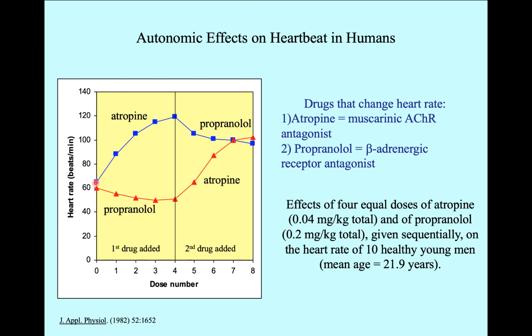And the patients that got atropine first, they saw that atropine increased the heart rate. Then propranolol did the opposite and decreased it. For people that got propranolol first, it lowered the heart rate. And then when they got atropine, it definitely increased the heart rate.